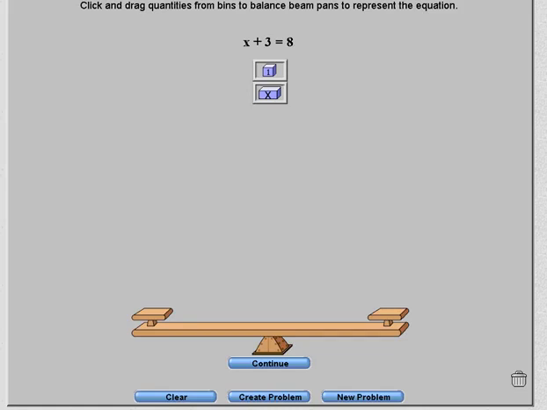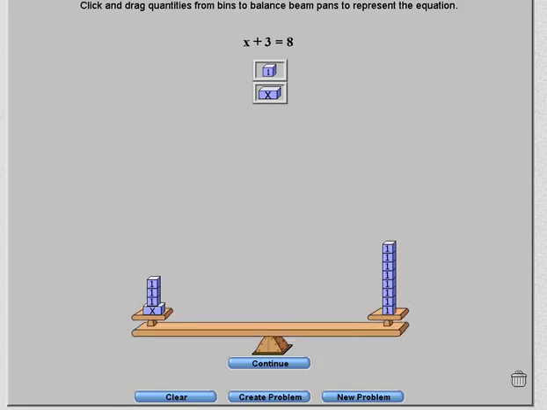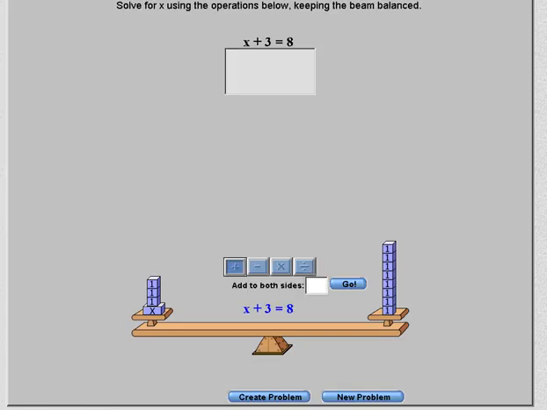So now we have an equation that says x plus 3 equals 8. What you're going to do is create that equation on the scale. The left-hand side represents the left of the scale, and the right-hand side represents the right. So you're going to put your x tile, and you're going to add your 3, and on the right-hand side, you're going to put 8. Notice that as soon as you put 8, the scale balances. Now what you're going to do is figure out how to solve this equation. So we're going to hit continue.